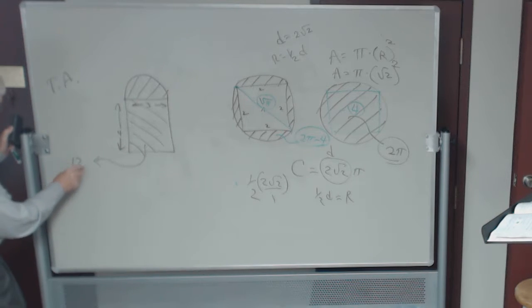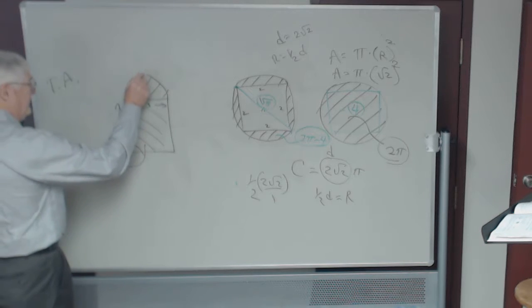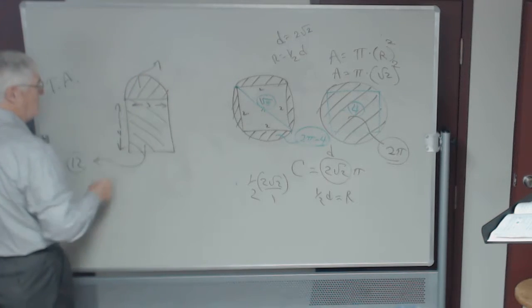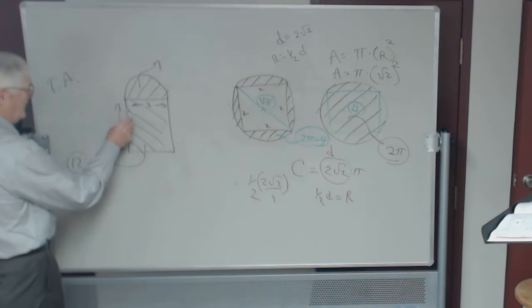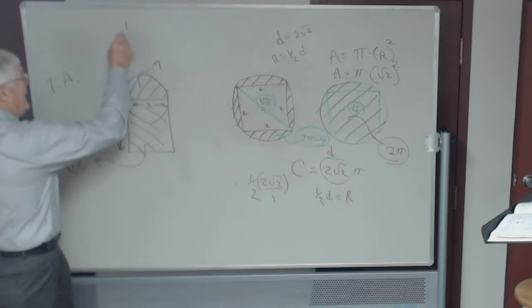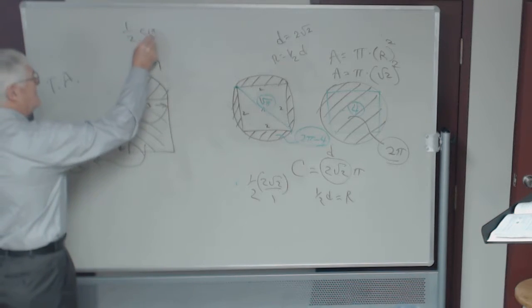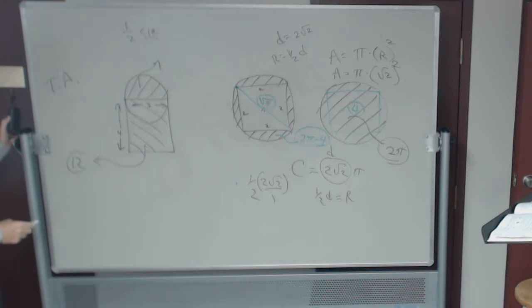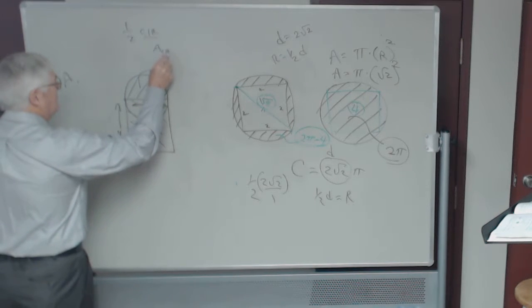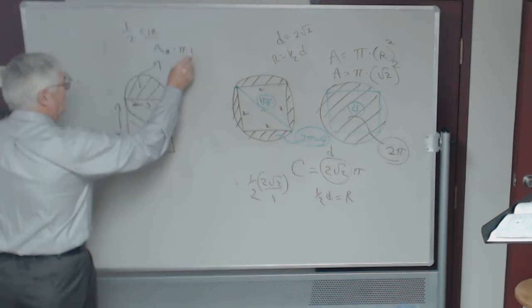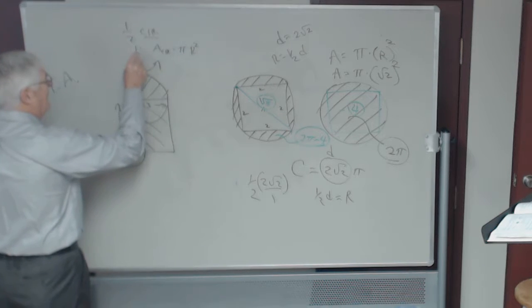12. We got that one, right? Now, what's this area here? Wouldn't it just be pi? Well, it's what? Half of a circle. Right. And what's the area of a circle? Pi r squared. The area of a circle is pi r squared, and I want half of that.